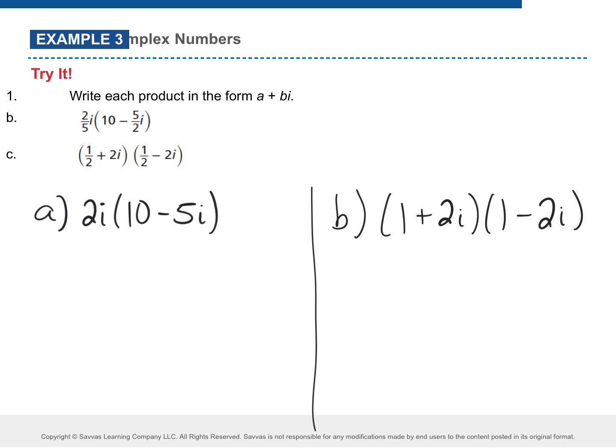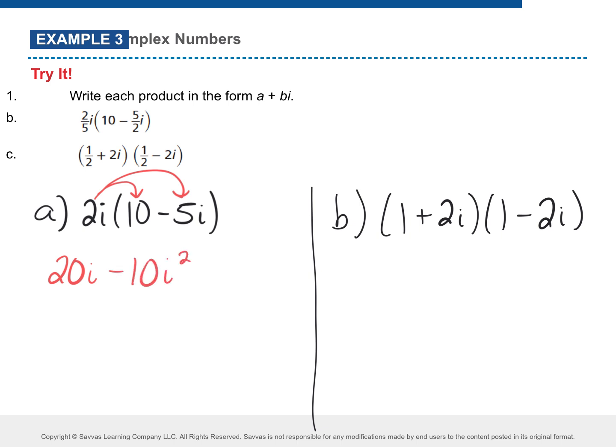On A, what are we doing with that 2i? Distributing it. 2i times 10 is 20i. And then 2i times negative 5i. Careful, negative 10i squared.